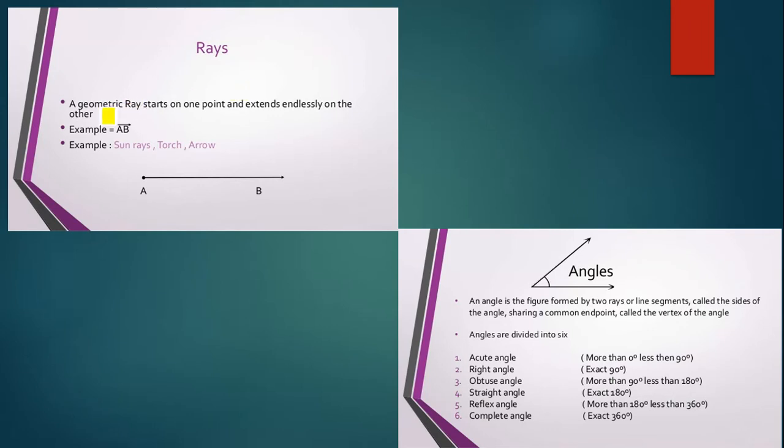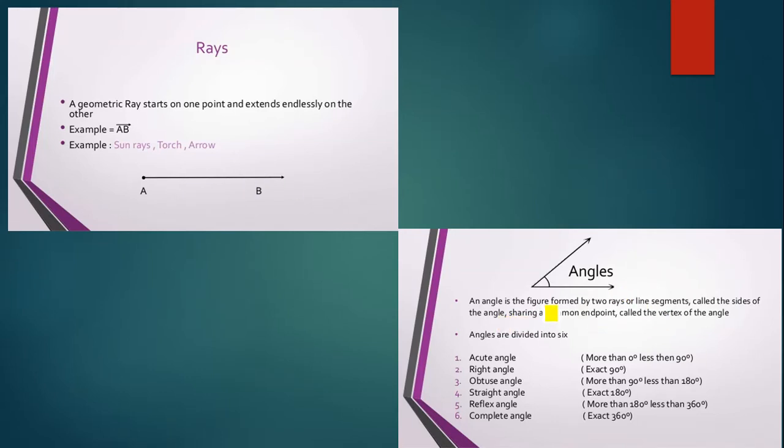Then rays. A geometrical ray starts on one point and extends endlessly on the other. It means that from only one direction, from one side only, this line would be extendable. Examples: sun rays, torch, arrow, and so on.